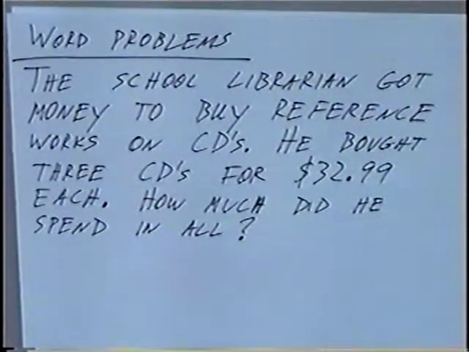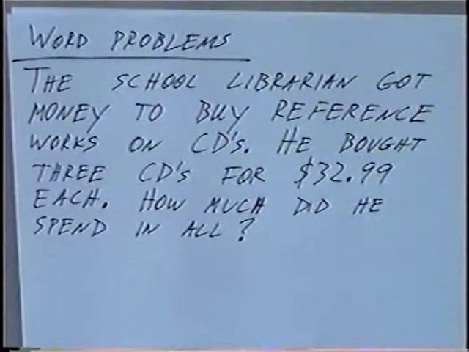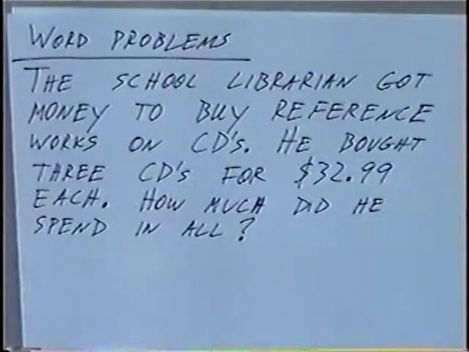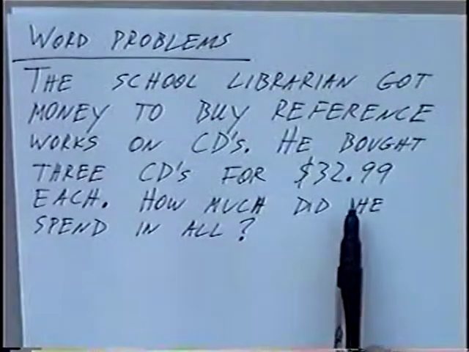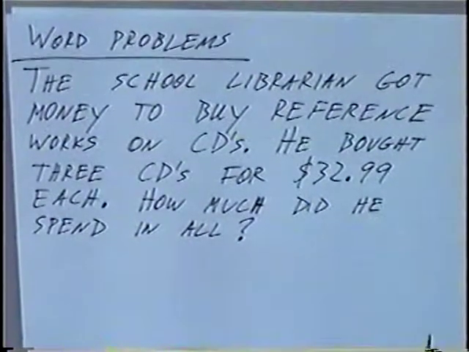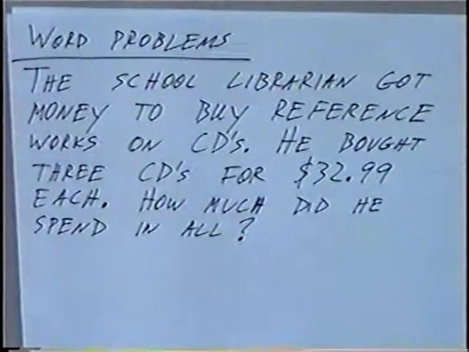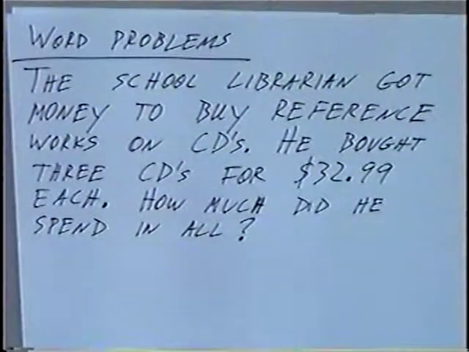This word problem says the school librarian got money to buy reference works on CDs. He bought 3 CDs for $32.99 each. How much did he spend in all? There are 2 ways to solve this word problem. Since he bought 3 CDs at $32.99 each, you could add 32.99 three times, and you get the answer.